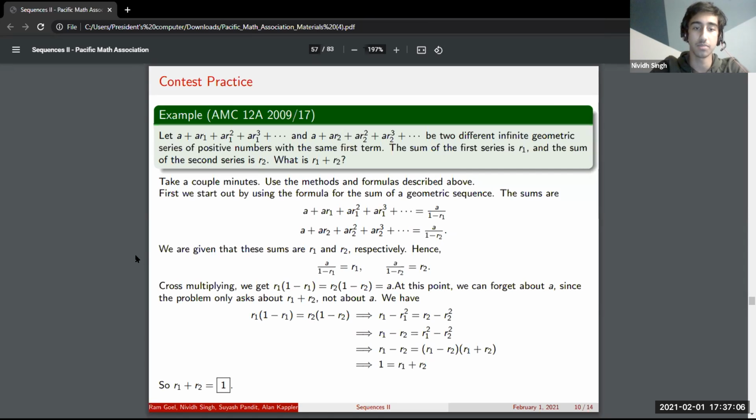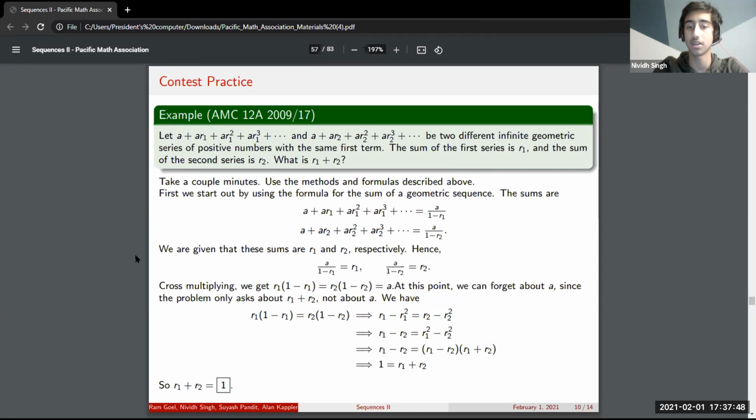So we have R1 times 1 minus R1 equals R2 times 1 minus R2. Multiplying these out, we get R1 minus R1 squared equals R2 minus R2 squared. We can rearrange these to get R1 minus R2 equals R1 squared minus R2 squared. On the right side, R1 squared minus R2 squared is the same thing as A squared minus B squared, the difference of squares. So we can factorize it as R1 minus R2 times R1 plus R2.